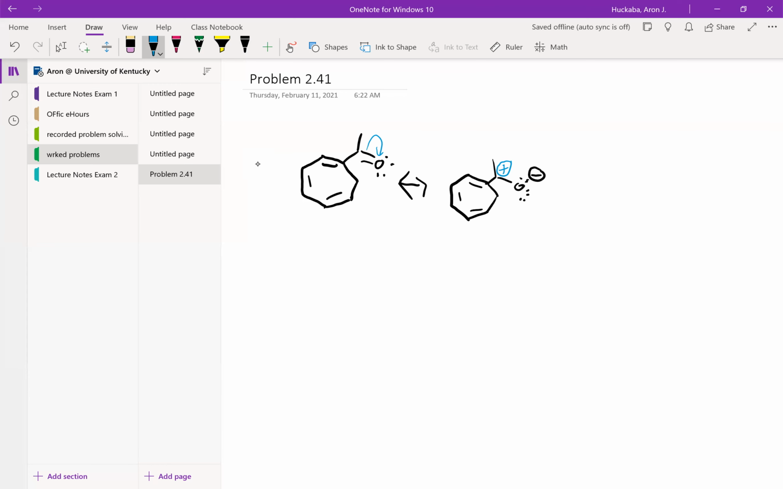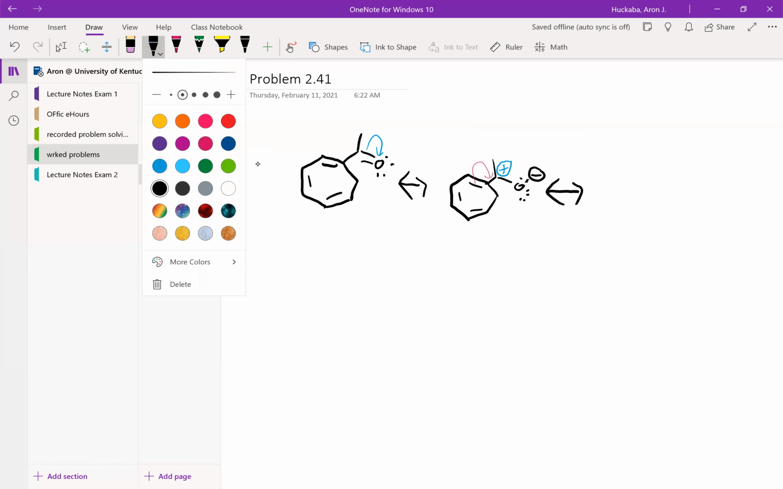Next, I guess the thing to do would be to try and move around this positive charge because the positive is in a p orbital and can move around inside the conjugated system. I'm going to use a lighter pen for this.